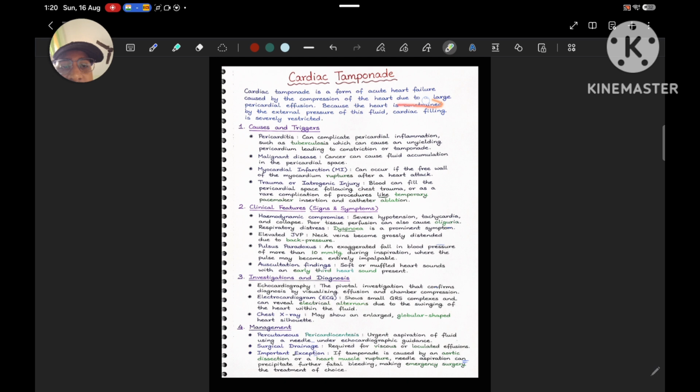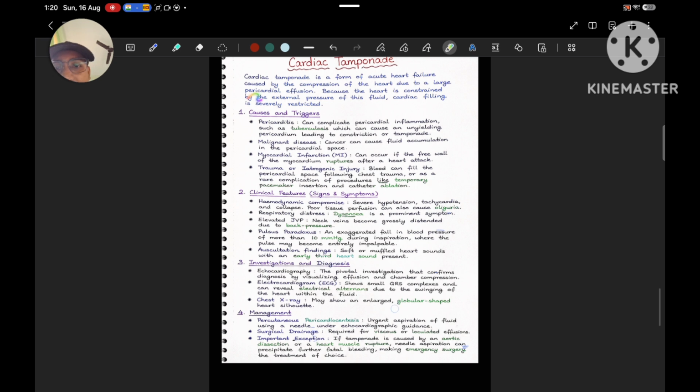Because the heart is constrained by the external pressure of this fluid, cardiac filling is severely restricted, means the blood filling of the heart chamber is decreased. If the blood volume inside a heart chamber decreased, then the cardiac output also decreased, and this is the cardiac tamponade. What happens now? Due to pericardial effusion, compression of the heart chambers happens, and compression of the heart chambers means cardiac filling decreases, and decreased cardiac filling means cardiac output also decreases.